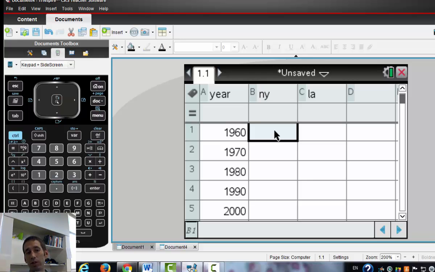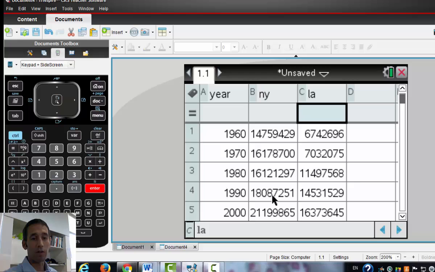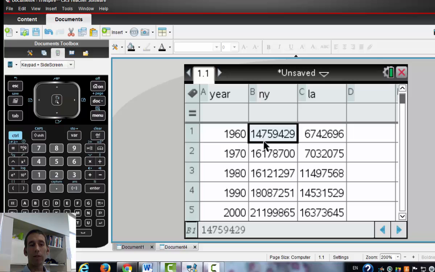Now, the population in New York in the year 1960, according to the data that I'm reading off, is 14,759,429. So I'm going to put all this data in, and in a second I'll reappear with it. You can put it in your calculators then. So here are my data sets. I have New York, starting off in 1960 with almost 15 million, and currently in the year 2000 with 21 million. Los Angeles with 6.7 million up to 16 million.